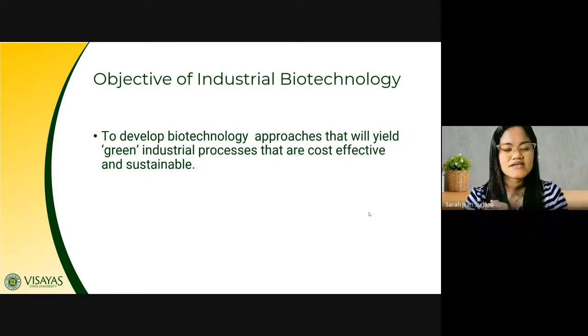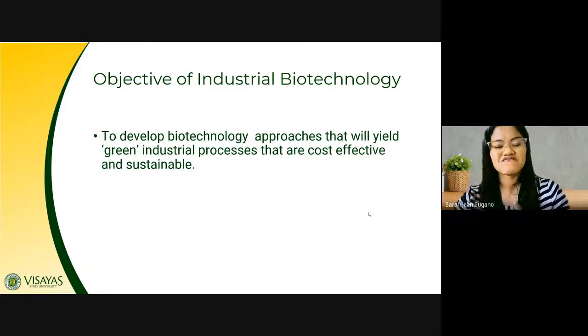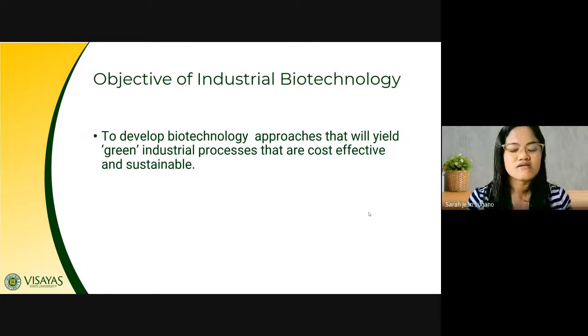Second, it is cost effective. It does not require high amounts of money for that process to be realized, so it will result in affordability of the product. And then it should be sustainable. That is really the goal now in every project, that it could be applicable in the next 3 years, 5 years, 10 years. It also does not take a lot of resources to carry out. That's really the main objective of industrial biotechnology.